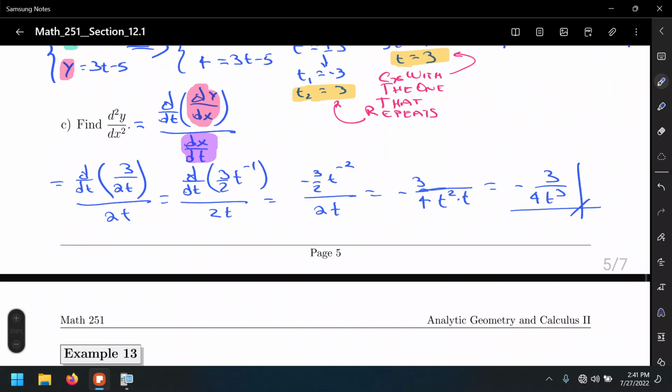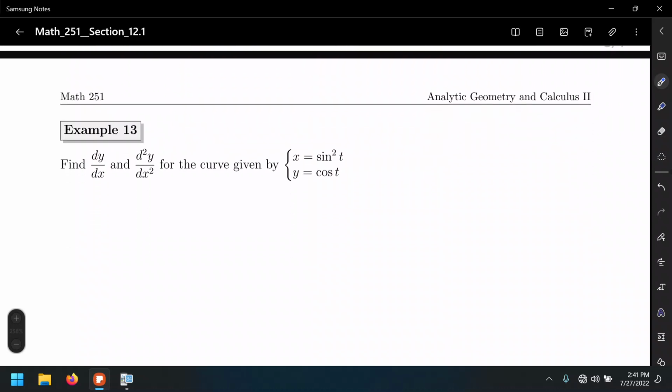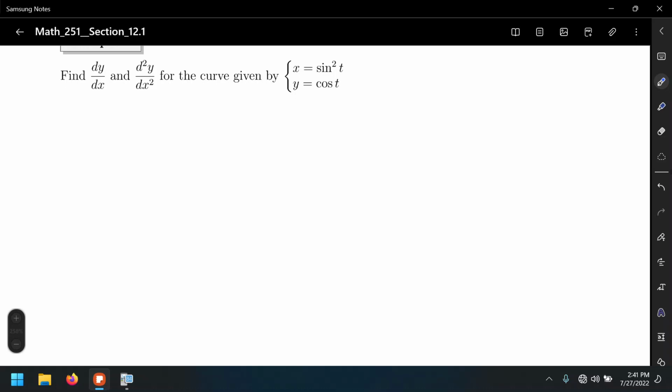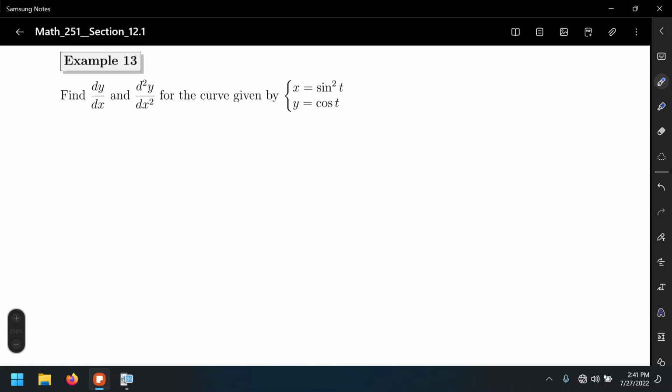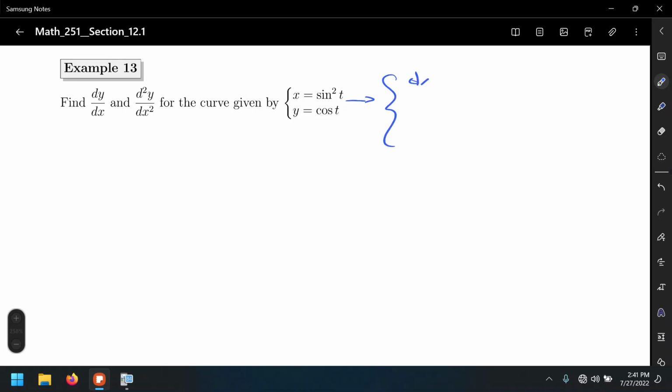Let's look at another example, one that involves trigonometric functions. They're only asking us to find the first and second derivative, not to compute anything like slopes or anything. So in this case, we have the x equation and the y equation. Let's find the corresponding derivatives, dx dt and dy dt.